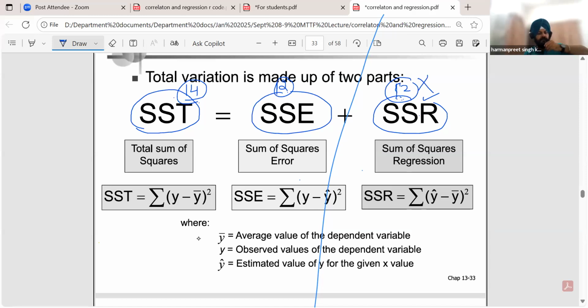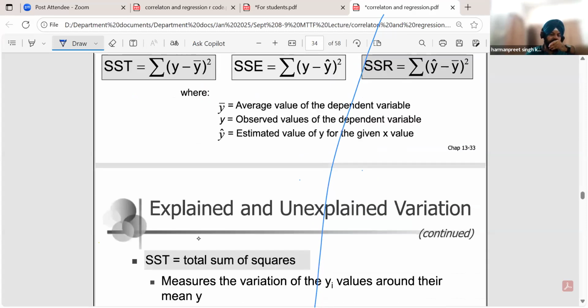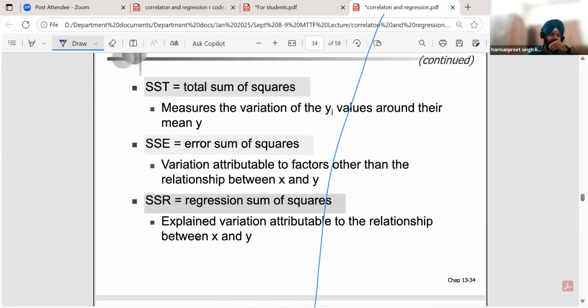Maybe some of you have a question in your mind: what is this variation? Is there any question about what variation is? What do you mean by variation? I use the word a lot. Can anybody explain it? And why do we need it, why is variation very important? Why do we derive the total sum of squares, the sum of squares of error, and the sum of squares of regression?